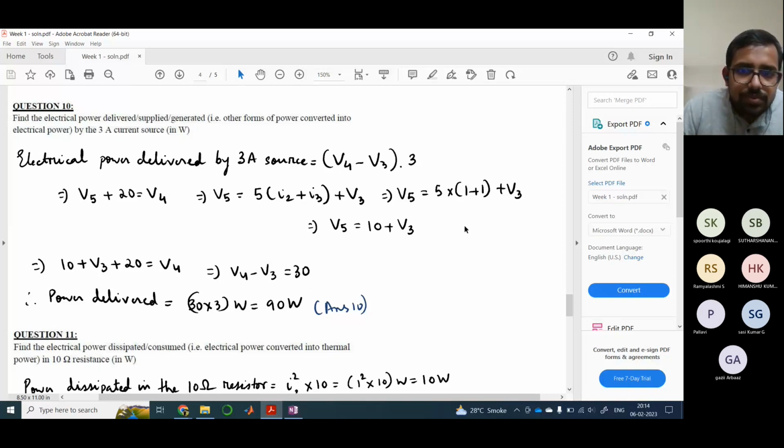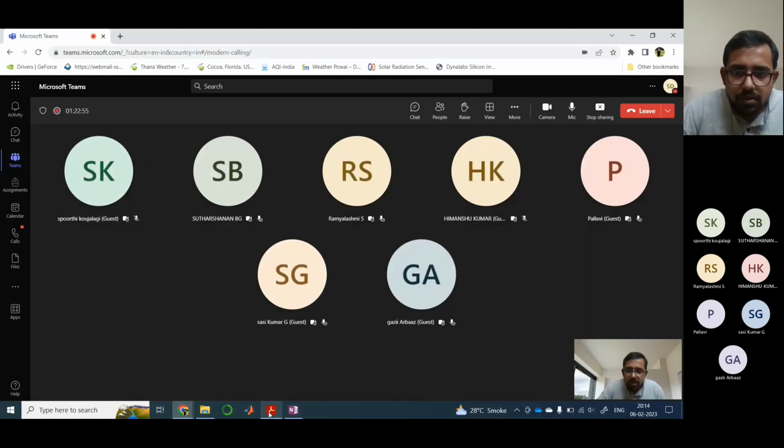Now you can just substitute the value of V5 here, and you will get that V4 minus V3 equals to 30 volts, right? And you can just simply substitute this value here and you will get this value as 90 watts. So this is also, I hope this is clear. I mean the process is same as question number 9, the previous one. I'll again stop here to just see whether you have any doubt. If you just have doubt, just raise your hand.